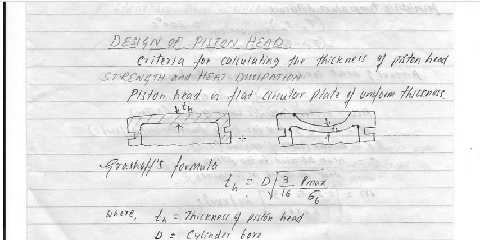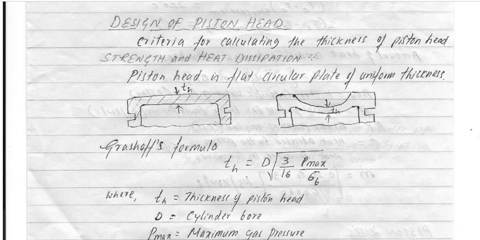The design of a piston head. The criteria for calculating the thickness of the piston head are strength and heat dissipation. The piston head is a flat circular plate of uniform thickness. Here you can see the cross-sectional view of the piston head, which has thickness TH. TH is nothing but the thickness of the head. According to Grashoff's formula, we can calculate the thickness of the head.